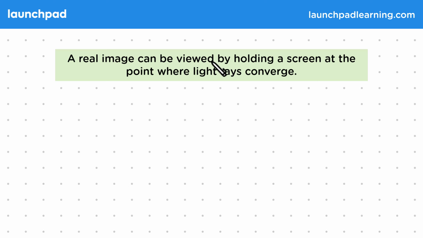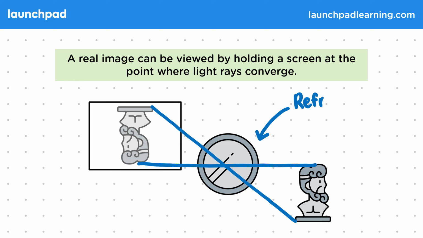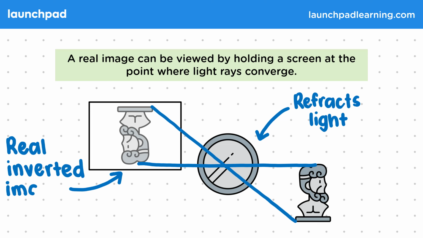A real image can be viewed by holding a screen at the point where the light rays converge. Now this is often used in camera lenses and projectors. Here's a simple diagram showing how this works. Here we see an object in front of a lens, with a screen on the other side. Light from both ends of the object will refract through the lens. As a result, the light rays from each end will reconverge on the screen. Furthermore, the rays from the top of the image converge at the bottom of the screen and vice versa. So this forms a real inverted image.